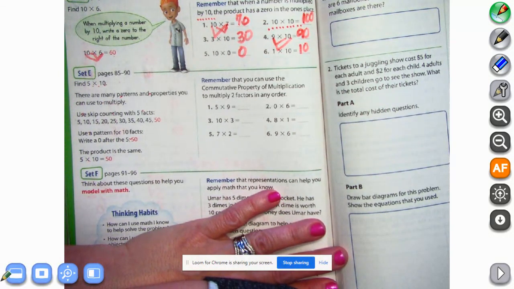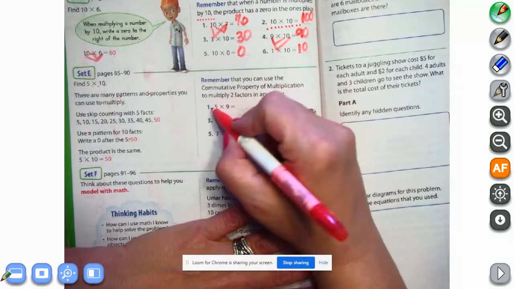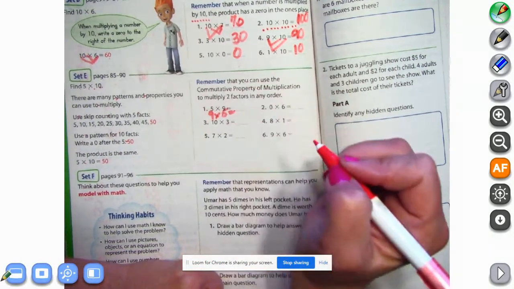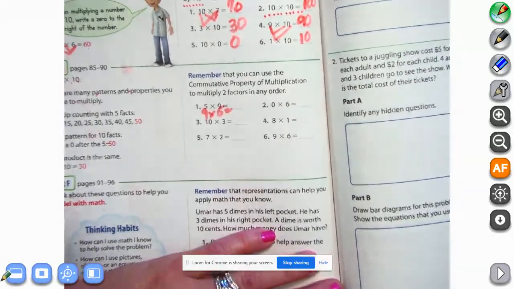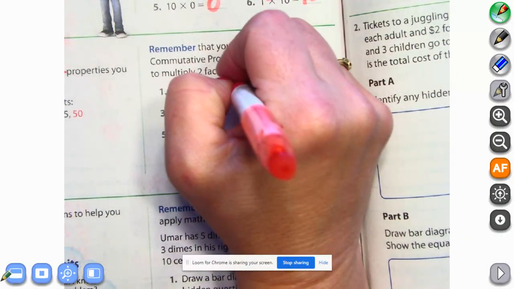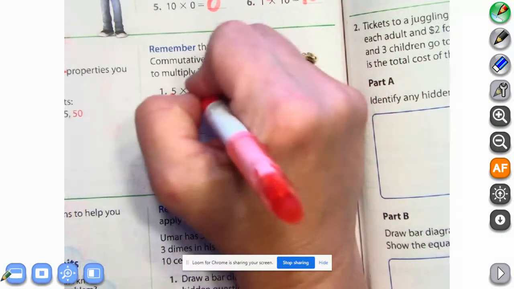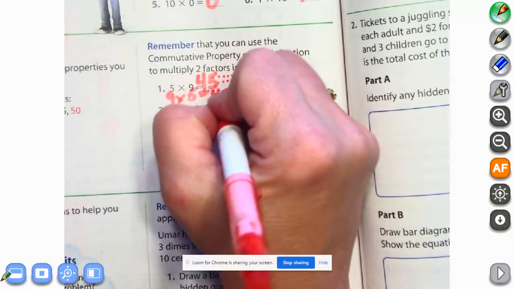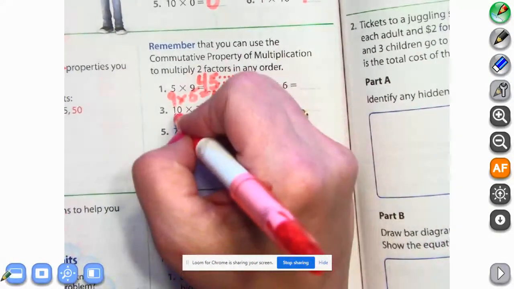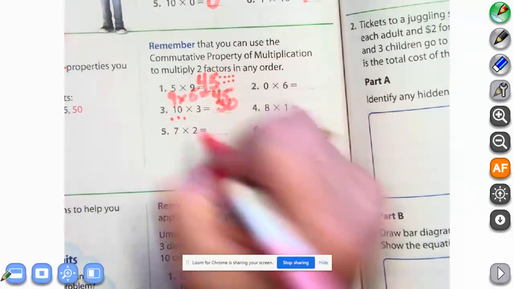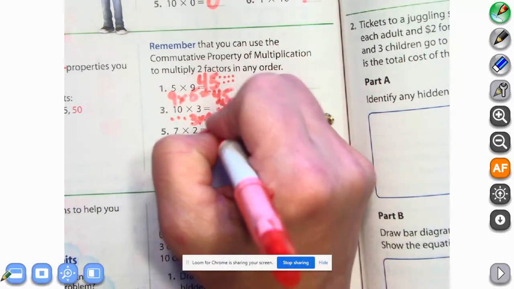Remember that you can use the commutative property of multiplication to multiply 2 factors in any order. So we can do 5 times 9 or 9 times 5, whichever one you're more comfortable with. So if you skip count by 5s 9 times, 5, 10, 15, 20, 25, 30, 35, 40, 45, then 9 times 5 would be 45. 3 groups of 10, 10, 20, 30. And the opposite would be 3 times 10 would equal 30.